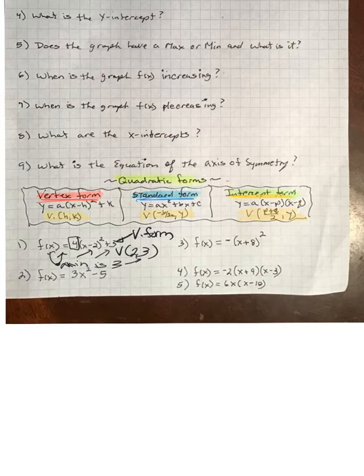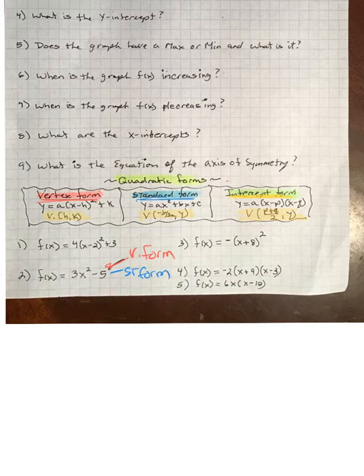Let's look at number 2. Is number 2 in vertex form, standard form, or intercept form? Which form would you say it is? Maybe pause and think about it. Hit the stop button. Did you say it's in vertex form? Then you are correct. Did you say it was in standard form? Because you are also correct. It is in both forms.